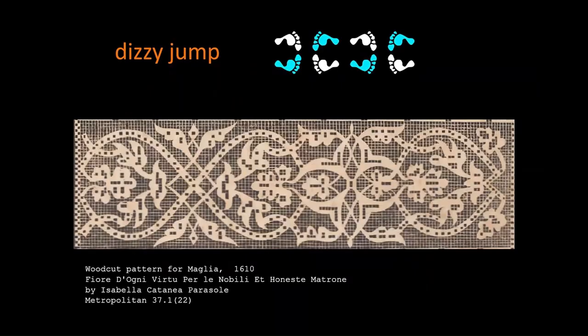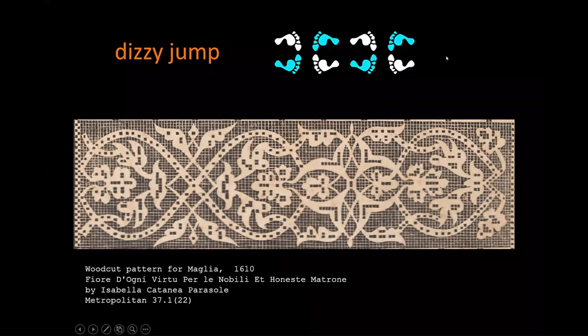There's also a dizzy jump. Notice now that the pattern has a mirror down the length of the edging. So we can imagine this mirror going between pairs of feet. And there's also a mirror perpendicular to the length of the edging. So we have a mirror that goes between sets of feet. And notice here we have two different perpendicular reflections, one between the toes and one between the heels.